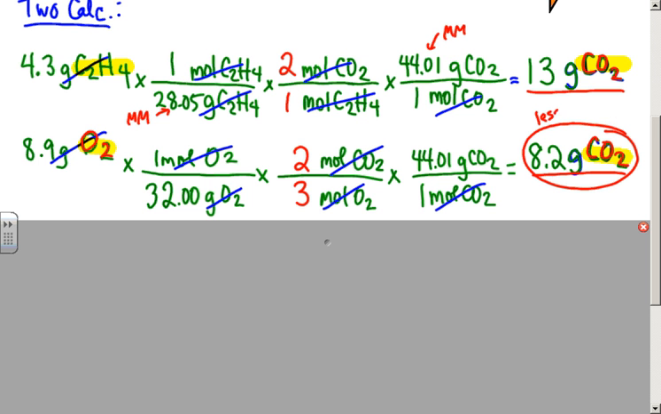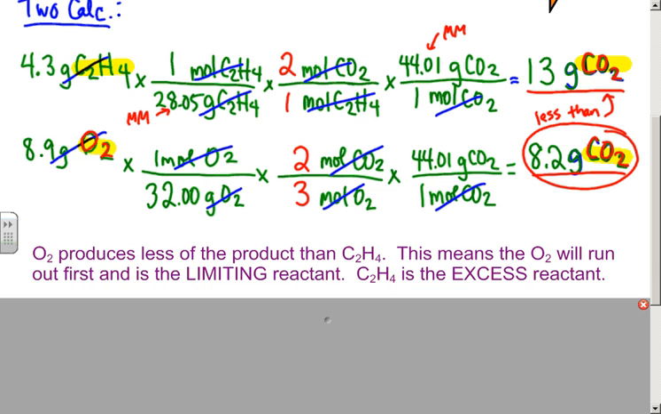So I might make myself a little note because that 8.2 is less than the 13 grams. What that means is that the limiting reactant is the reactant that gave me the smaller amount that ran out first. In this particular case, that would be the oxygen. The oxygen produced less of the desired product, the CO2, than the C2H4 did. That means that the oxygen will run out first. Just like in the sandwich analogy, we ran out of bread. Here we're running out of oxygen. Oxygen is called the limiting reactant.